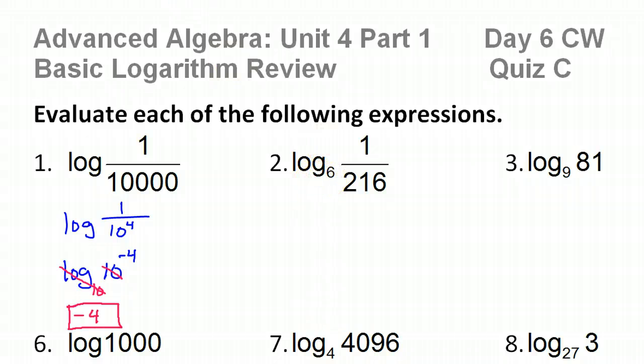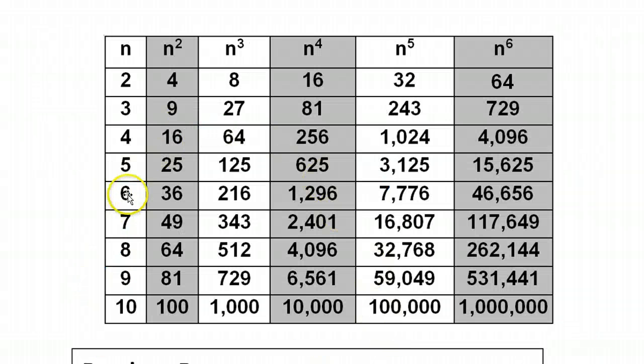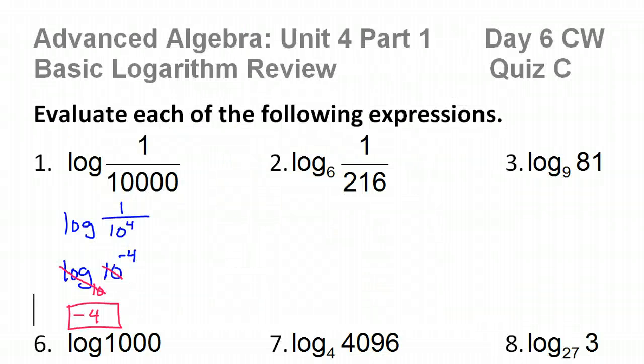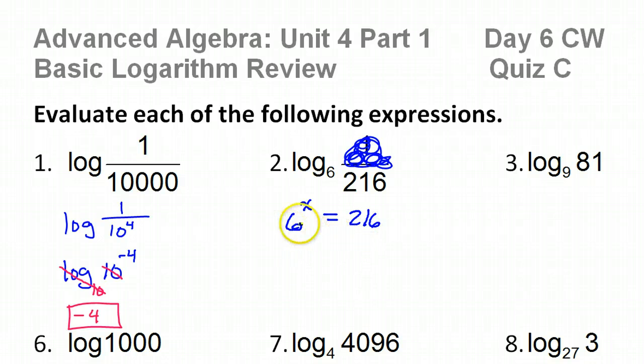Alright, number 2. 216. I'm pretty sure that is 6 to the third power. Let's take a look. 6 to the third power is 216. Now, there's more than one way to do this problem, but remember I suggested to you that when you have 1 over a number like this, ignore that 1 for a second and ask yourself, 6 to what power? Start with this question. 6 to what power is equal to 216? Okay, we just said that would be the third power.